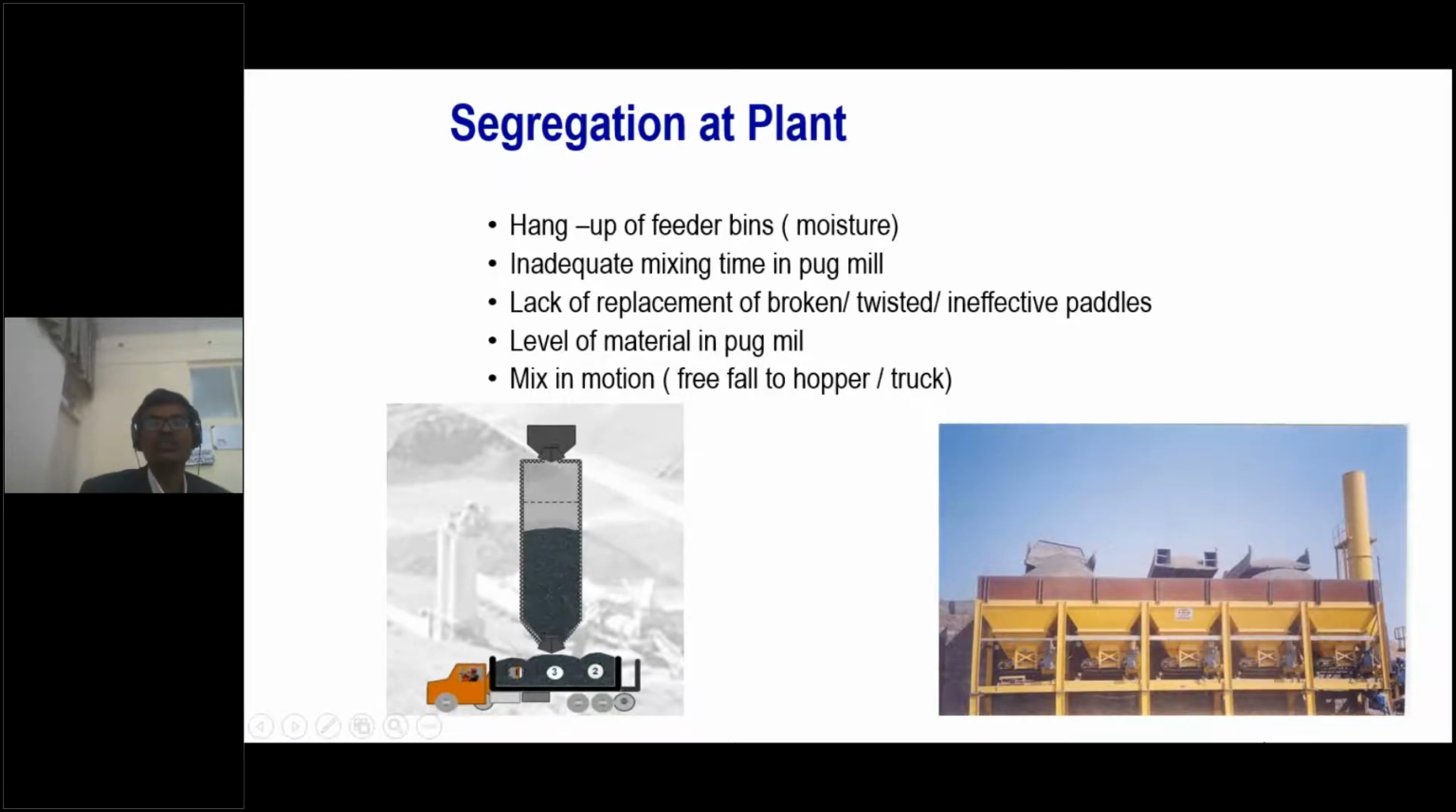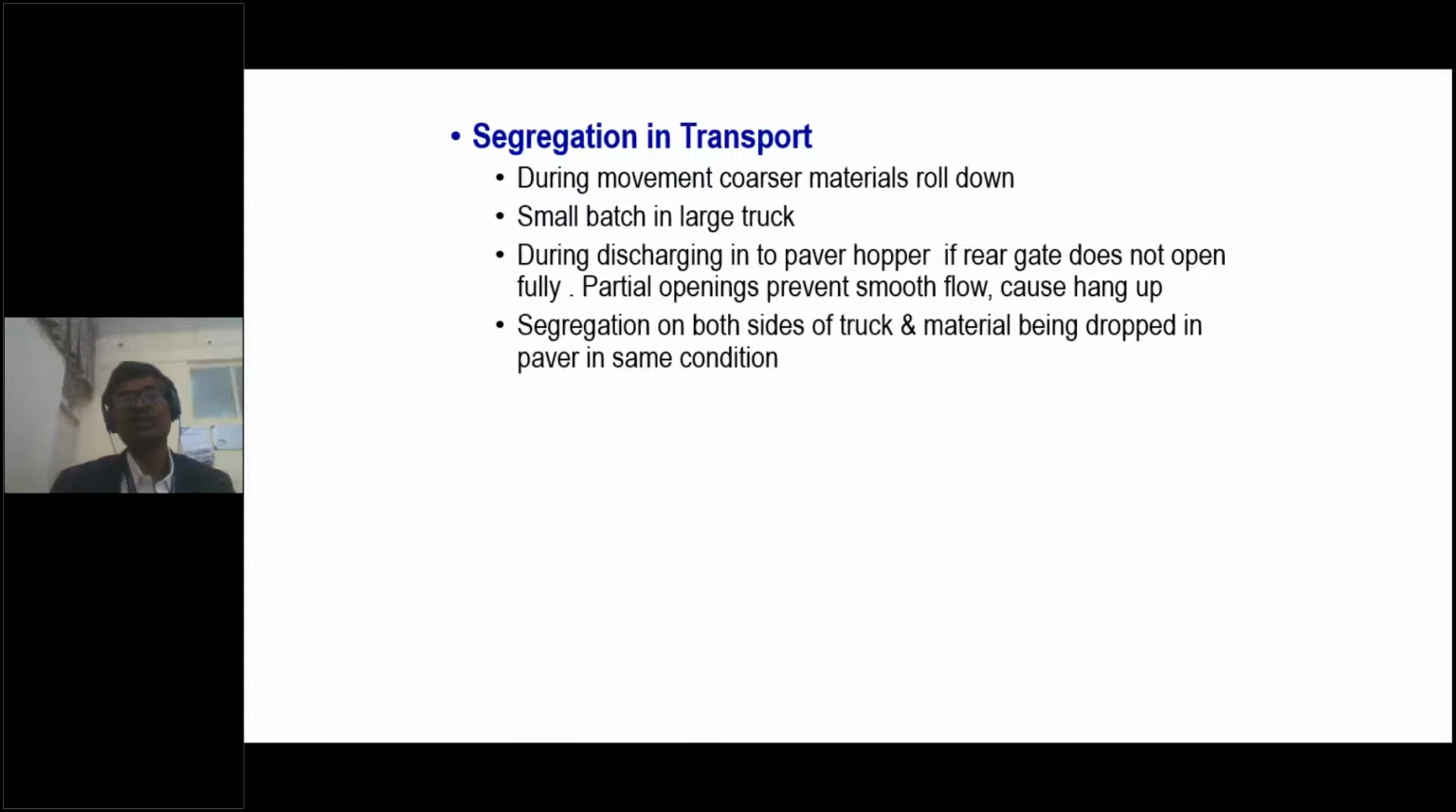Then comes the segregation during transport. Because of the movement of the vehicle, the bigger particles roll down, and many times these small batches should not be carried in the large truck. The mix should be full in the truck. If we are taking a small batch, then we have to use a small truck. We should not take small quantities of mix in a large truck. And at no point of time should the mix in the paver be less, at least not less than one third.